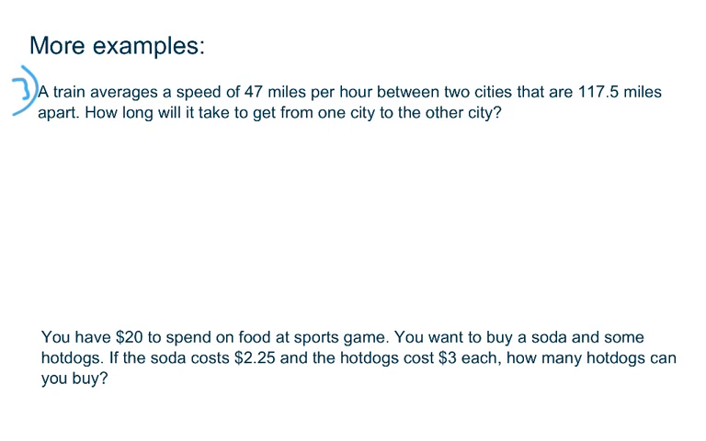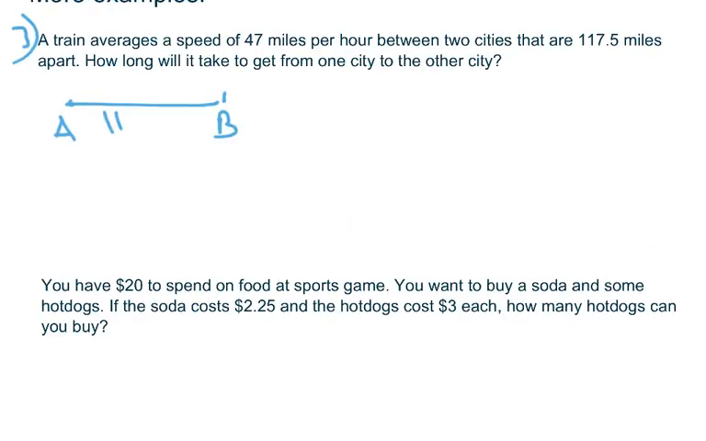How long will it take to get from one city to the other city? All right, so a couple things we can do. One, we can draw it up. So we have city A, we have city B, and we know that the distance here is 117.5, and that the train is going 47. And so we just have to figure out, how many times is it going to go 47 miles over this span here, because it's doing that per hour.